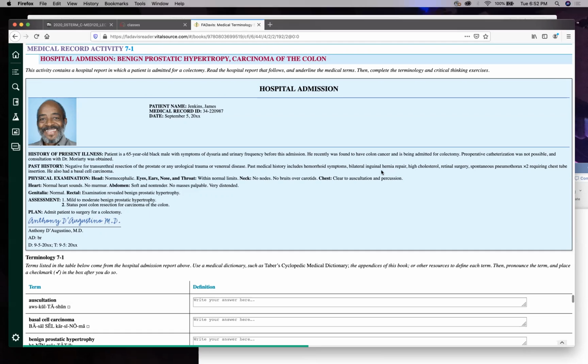I could ask, past medical history: did we repair the left side, right side, both, or neither? It's bilateral, so it's what? Both. What kind of blood picture does Mr. Jenkins have? Does he have hypercholesterolemia, hypocholesterolemia, or normal cholesterolemia? Or D, all of the above? He had hyper. He also had retinal surgery, meaning he had surgery on his eye.